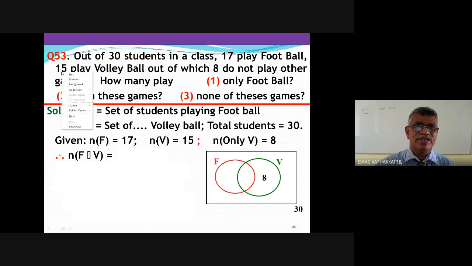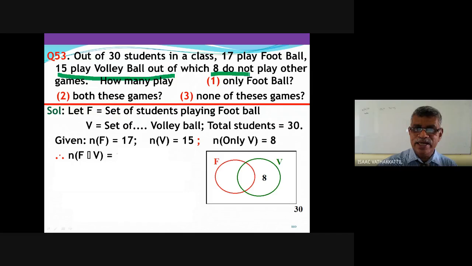So how many play both? Out of 15 students who play volleyball, 8 do not play any other game. That is what I understand by only volleyball. Are you getting the point? Out of 15 playing volleyball, 8 do not play any other games. So out of 15 who play volleyball, how many play football also?